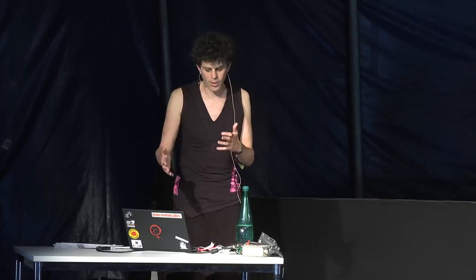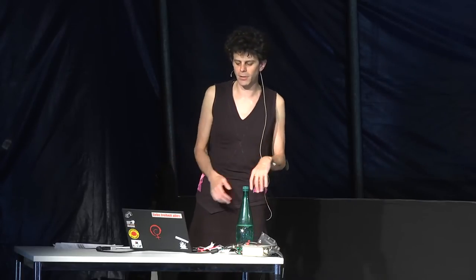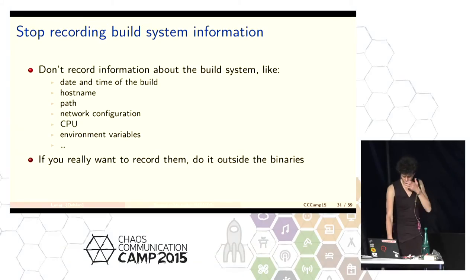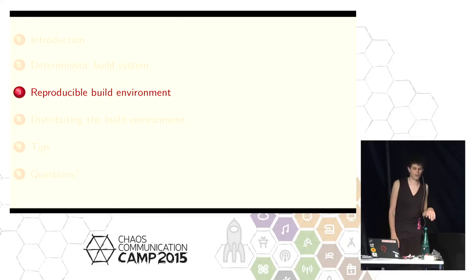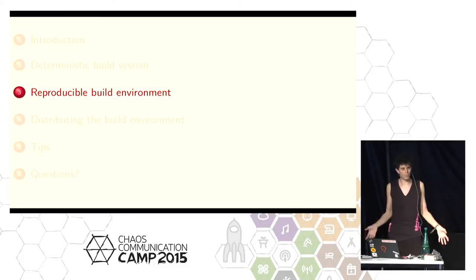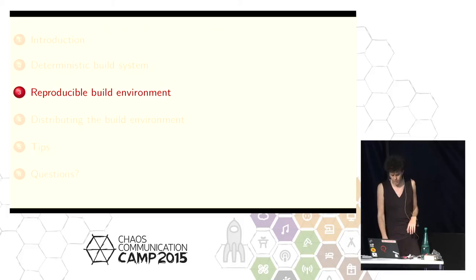And actually, why it's quite unneeded to record such information is because we're going to have a reproducible build environment. If we want people to reproduce the build, then they also need to have a common enough toolchain with the one you used that they will get the same results.